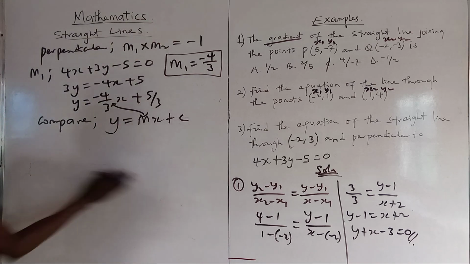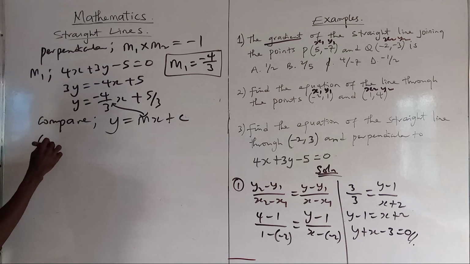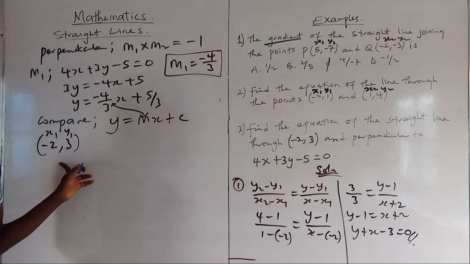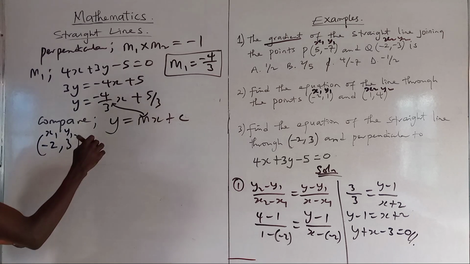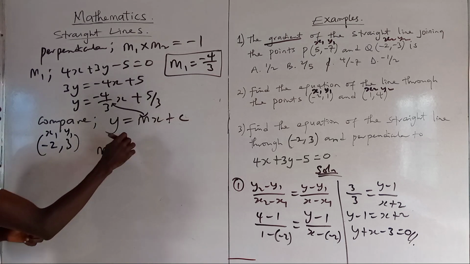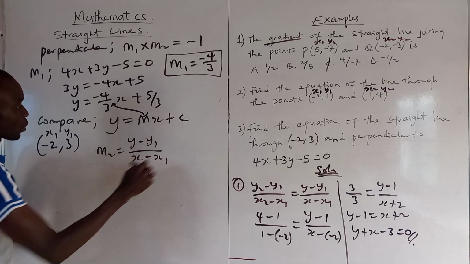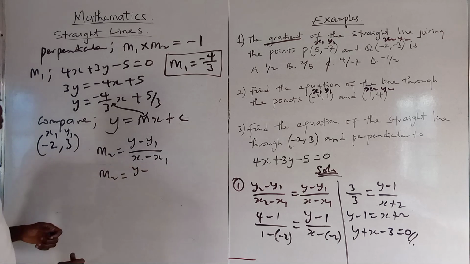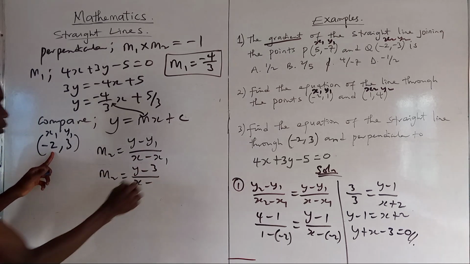Let's see how we can calculate for that. Pick it from this point. So that means the given point of minus 2, 3 is going to represent x1 and y1. So to get the gradient of this, I'm going to get it from the formula. So M2 now is going to be y minus y1 over x minus x1. So that means the second gradient is y minus, what's our y1? 3, over x minus, what's our x1?